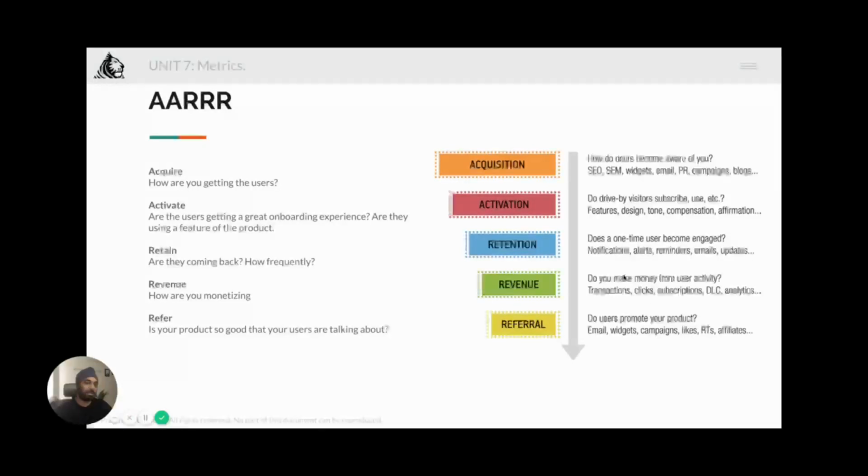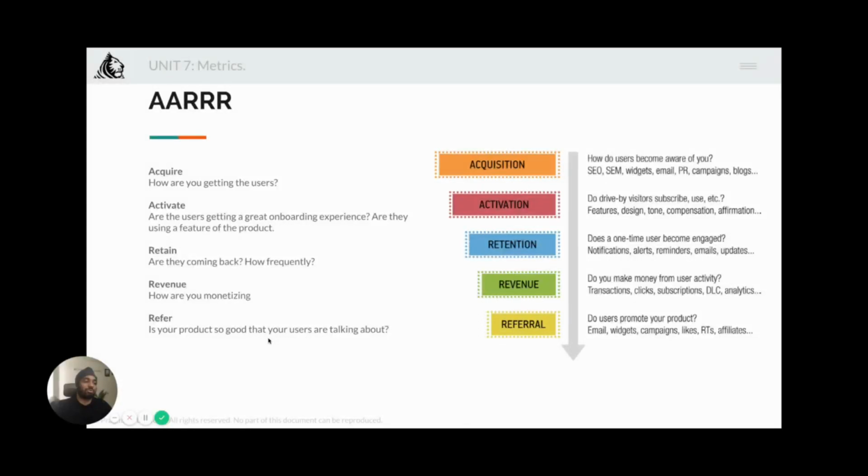Pirate Metrics stands for AARRR. A stands for acquire. So how are you getting the users? That's the question that you need to answer. Activation or activate. Are the users getting a great onboarding experience? Are they using a feature of the product? Retain. So are they coming back and how frequently are they coming back? Revenue, how are you monetizing? And finally, refer. Is your product so good that your users are talking about it?